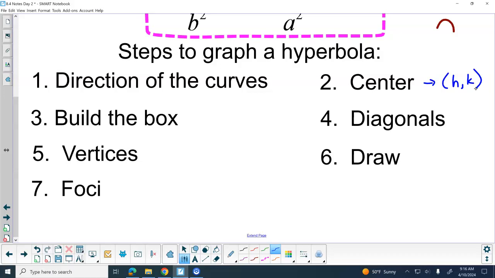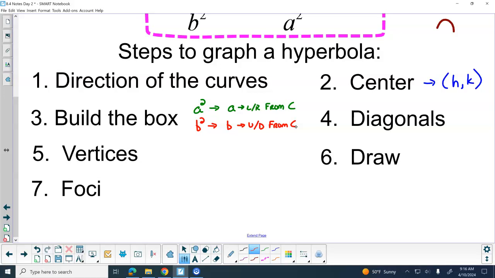Then you need to build the box. So we're going to, a squared is underneath x. We're going to figure out what a is, and then that is left and right from the center. B squared is underneath the y. So we're going to figure out what b is, and then that's going to be up and down from the center. And then you're going to literally put a rectangle on your grid, or on your graph. Okay.